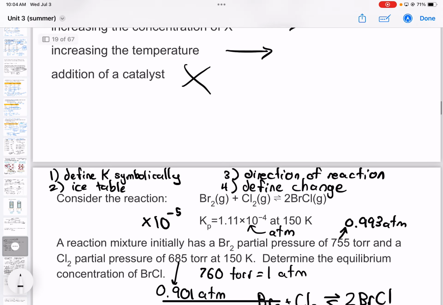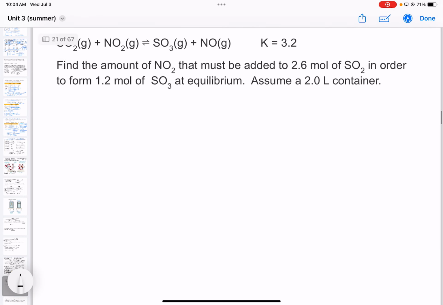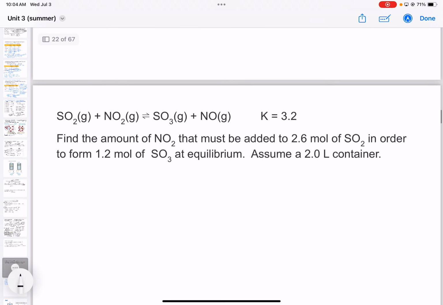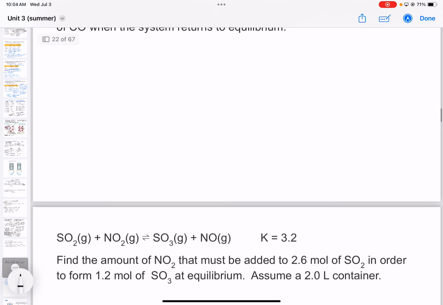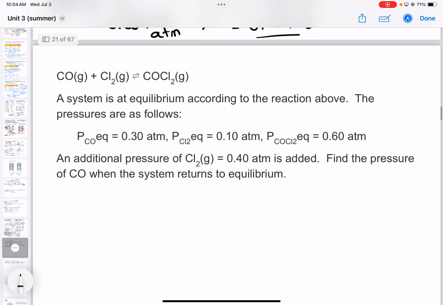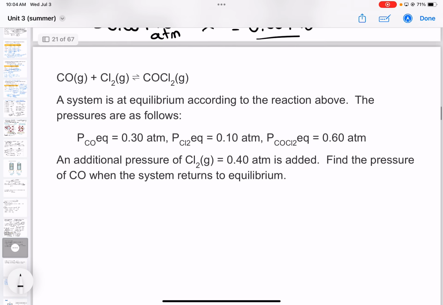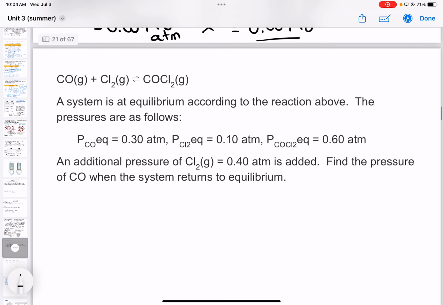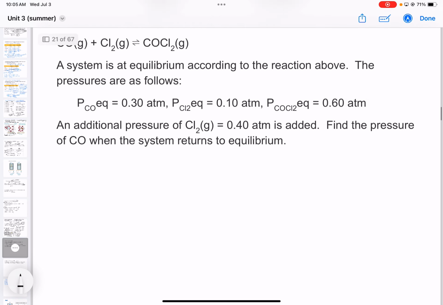Okay, let's do one more practice with equilibrium and then we'll take a break. So let me decide which one of these I want to do. Ooh, this one looks good. Where is the K value though? Oh, yeah, let's do this. So it's giving you the equilibrium concentrations. So that means you can find what K is equal to.